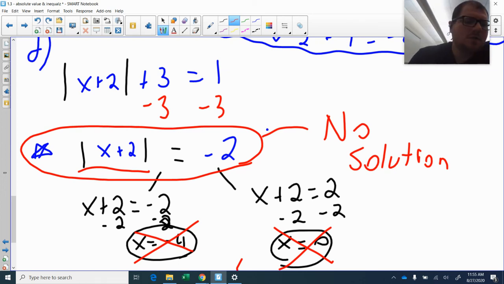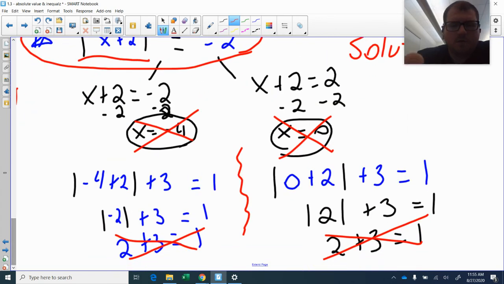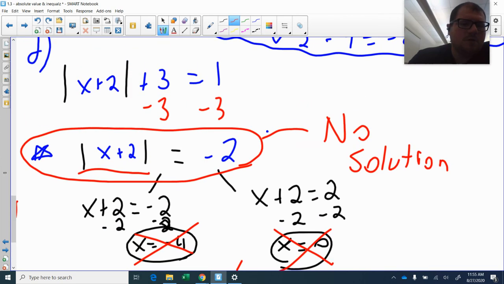Okay? So there are a couple ways to solve these ones where you have no answer. You could either go through all the work like I did down here, where you check it and find out that both are not correct, or if you have the savviness enough to check at this point, after you get your absolute value by itself, if you check it and it is a negative number, you can automatically assume that there are no solutions to it. Okay?